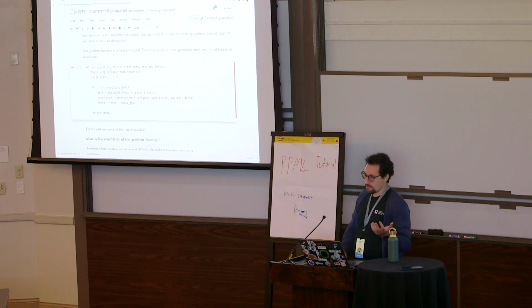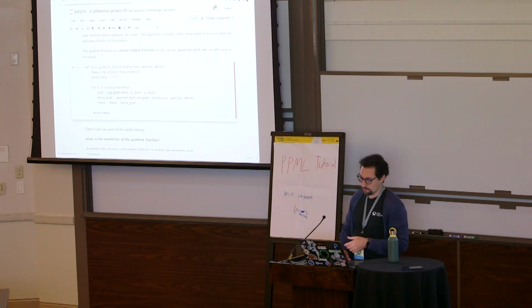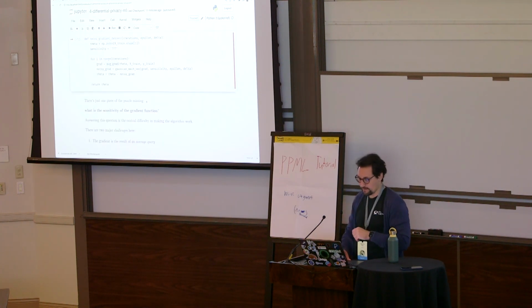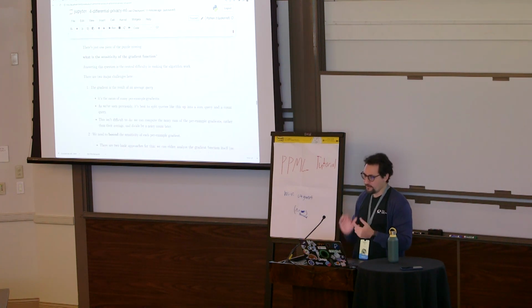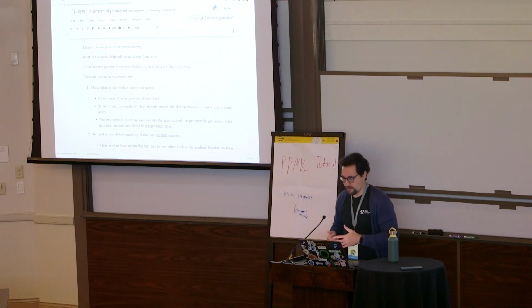But the question is, we need for this function to have a sensitivity. And what does sensitivity mean for a gradient function? That's the puzzle piece that is missing. And answering this question is the central difficulty of making the algorithm work, actually.